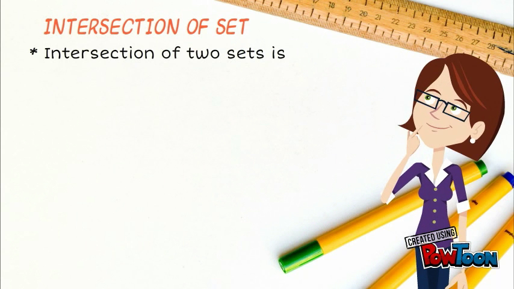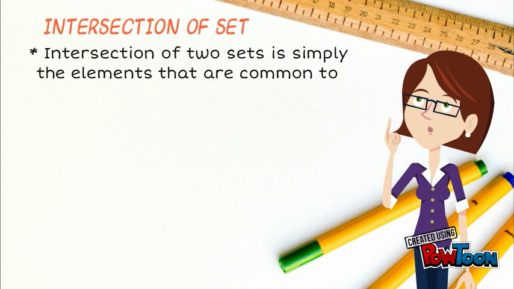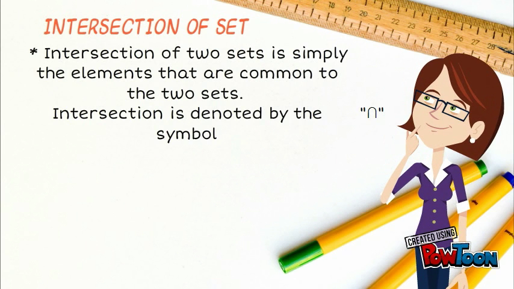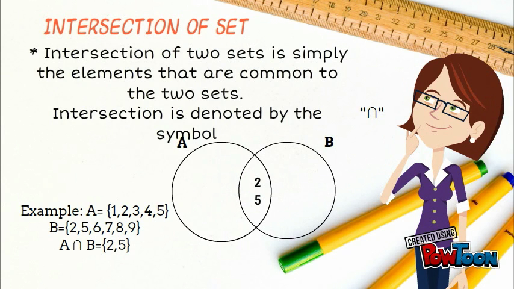Intersection of sets. Intersection of two sets is simply the elements that are common to the two sets. Intersection is denoted by the symbol ∩. Here are some examples by using Venn diagram.